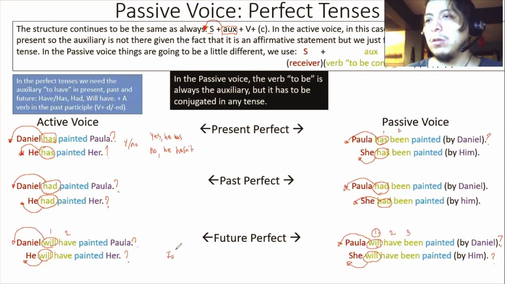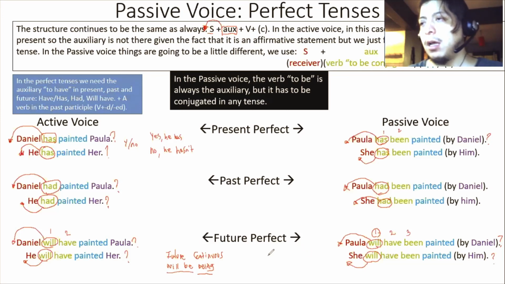El futuro continuo, el auxiliar en voz pasiva es will be being, ¿sí? Es will be y el verbo en ing. El futuro perfecto es el verbo to be, pero no es will be, es will have, y el verbo ya no va en ing, sino que el verbo va en participio. Tenemos will have y el verbo en participio.